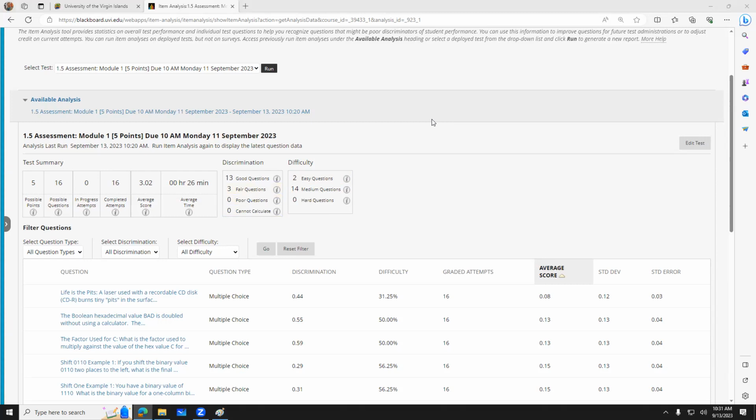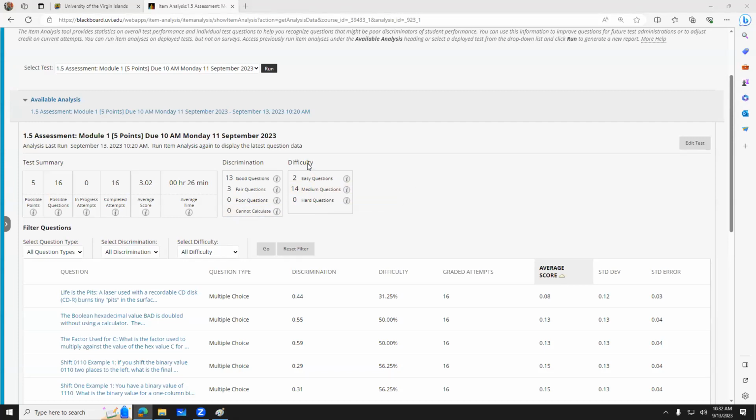Now, if everybody's answering the same way incorrectly, that's not a good thing. So that helps us refine some things. We go back and we review a little further, that kind of stuff. Any questions so far? So discrimination is helpful, but it's not an indication necessarily that something is wrong, even if you see poor or cannot calculate questions.